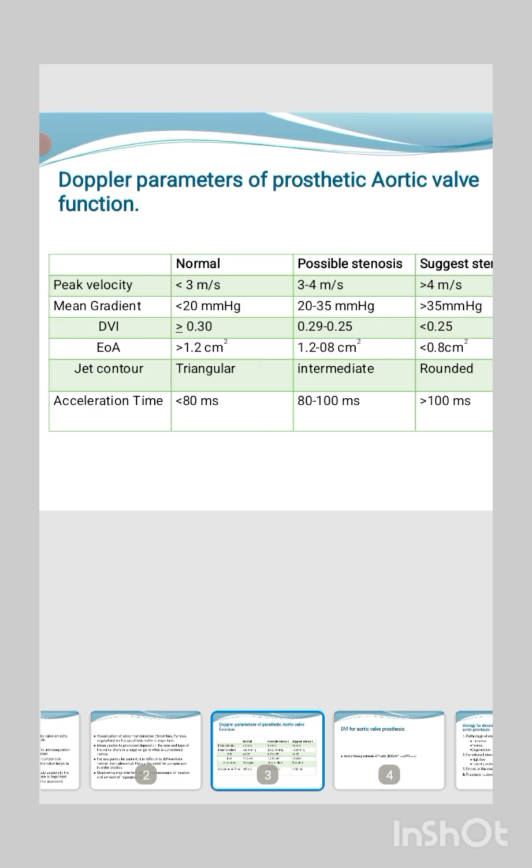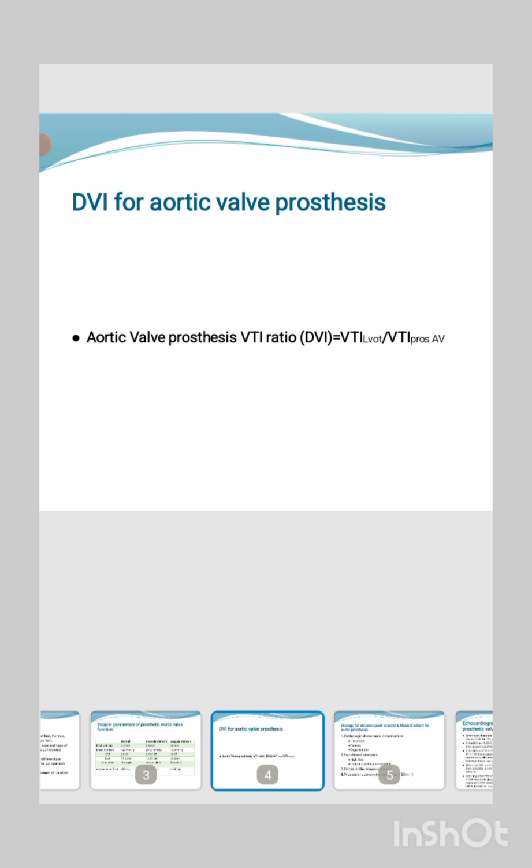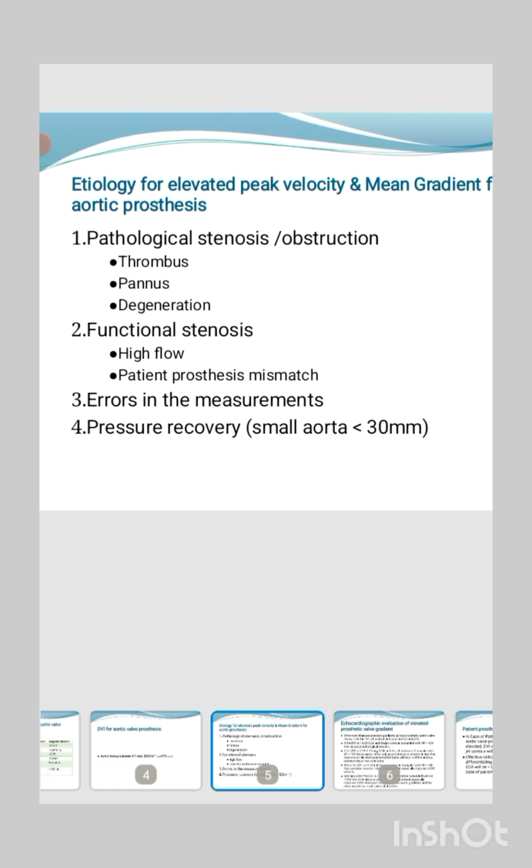So how do we find the DVI? There is a formula: aortic valve prosthesis VTI ratio. DVI is equal to VTI of LVOT divided by VTI of the prosthetic valve. You should take both VTIs, the prosthetic aortic valve VTI and the LVOT VTI, then divide the LVOT VTI by the aortic valve VTI. So there will be the DVI. Okay.